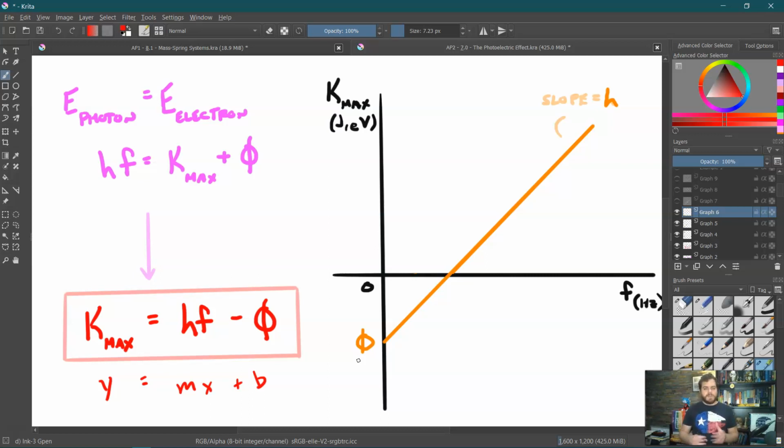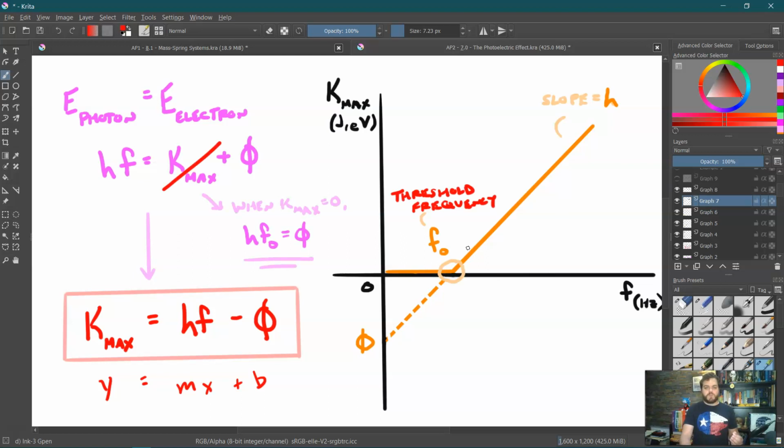Okay, so I've got that here. But the thing is, this is kind of misleading because we can't have negative kinetic energies. So we might need to accept this much energy, but this isn't really accurate. I actually need to redraw it like so. Basically they have no kinetic energy until we reach this point here. And this point here is known as the threshold frequency, and then we can start getting higher and higher kinetic energy. What is this threshold frequency? Well, that occurs when the kinetic energy of the electrons is zero, when we have just enough energy to get them to escape the metal.